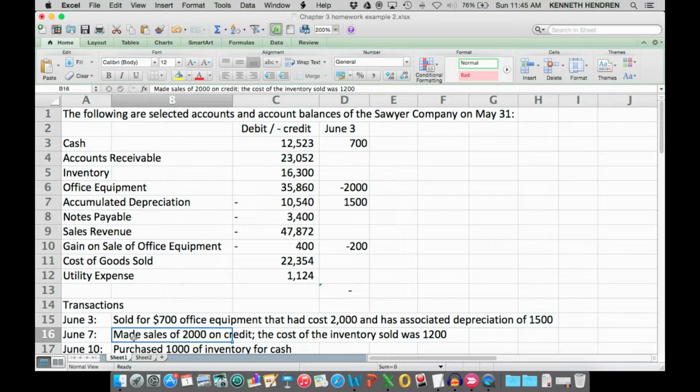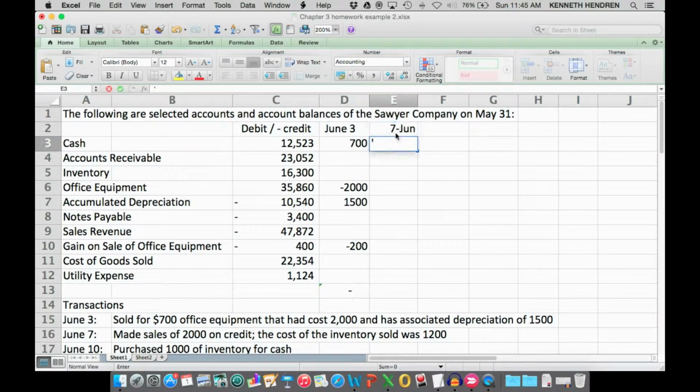The second one: made sales of $2,000 on credit. The cost of inventory sold was $1,200. We're going to go ahead and just post it to the accounts so you'll see. We made sales of $2,000 on credit, so we had sales of $2,000. Credits increase sales revenue. The other side would be to accounts receivable because it's on credit, so they still owe us the money.